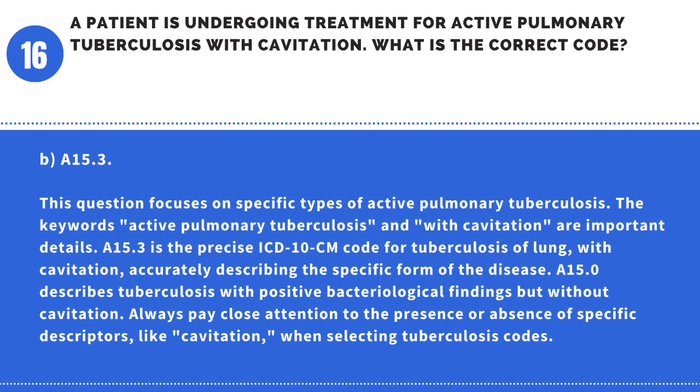The keywords active pulmonary tuberculosis and with cavitation are important details. A15.3 is the precise ICD-10-CM code for tuberculosis of lung, with cavitation, accurately describing the specific form of the disease. A15.0 describes tuberculosis with positive bacteriological findings but without cavitation. Always pay close attention to the presence or absence of specific descriptors like cavitation when selecting tuberculosis codes.